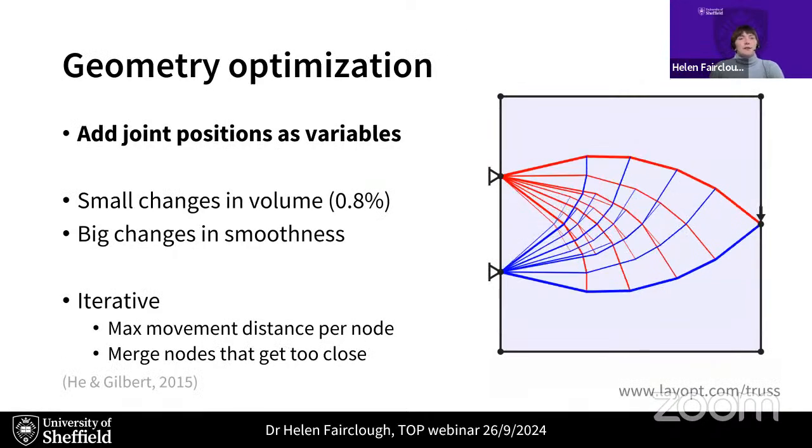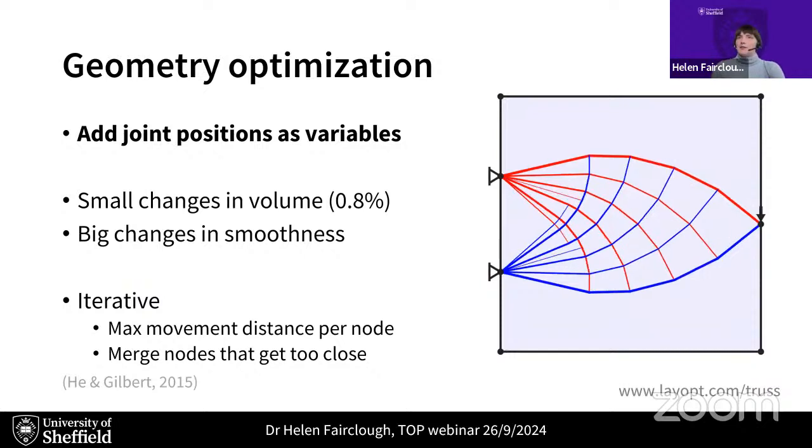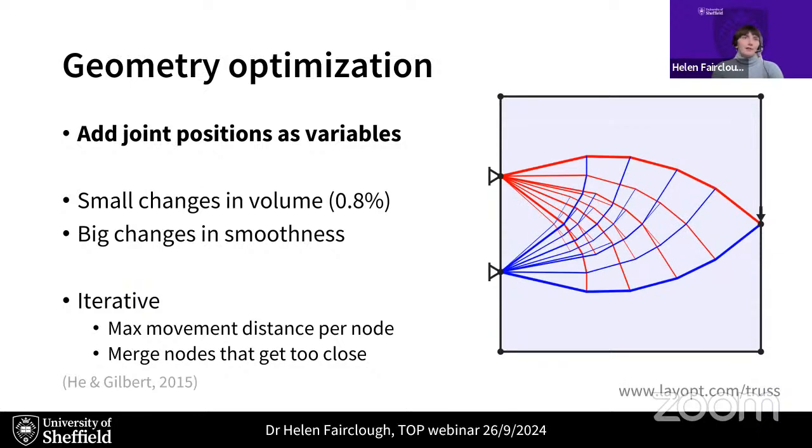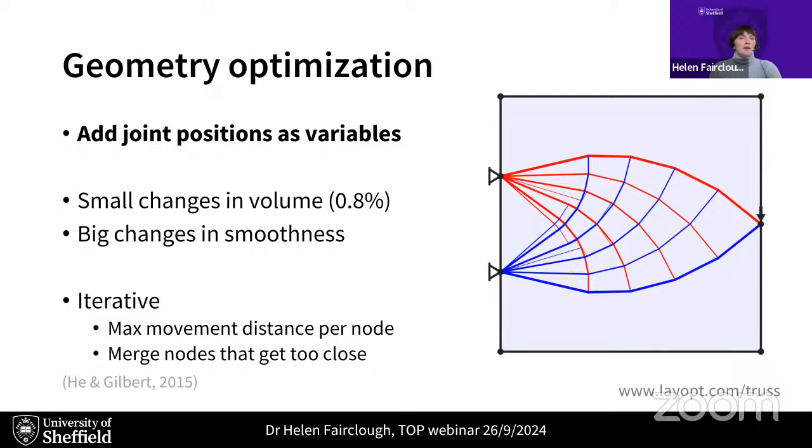So the simplest application of this is in geometry optimization or shape optimization. Essentially, we're just adding the positions of those joints as variables, as you can see in the example here. It tends to make a pretty small difference in the volume, less than 1% in most cases, but a big difference in how nice your results look and how much you can understand them.